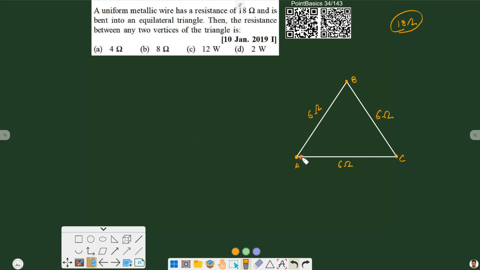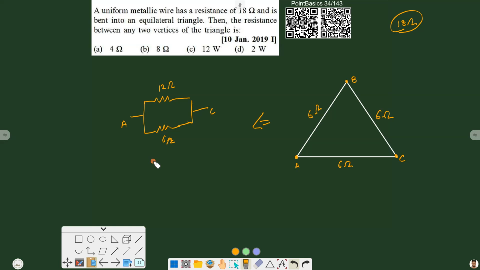So between A and C, we have two paths, one directly from A to C, and then second is via point B. As we go via point B, then we connect this 6 ohm and this 6 ohm in series. So from A to C, we will have two paths. Resistance of one path will be 6 ohm and resistance of second path will be 12 ohm, as both of these are in series. AB is in series with BC. So this will look something like this: 12 ohm, 6 ohm, and here is point A and here is point C.